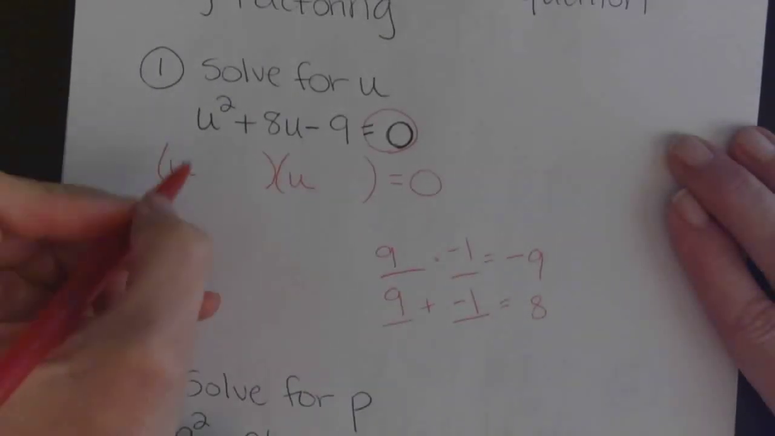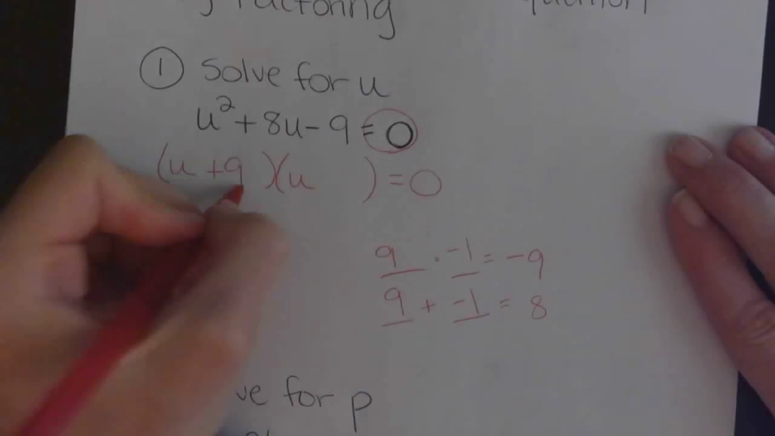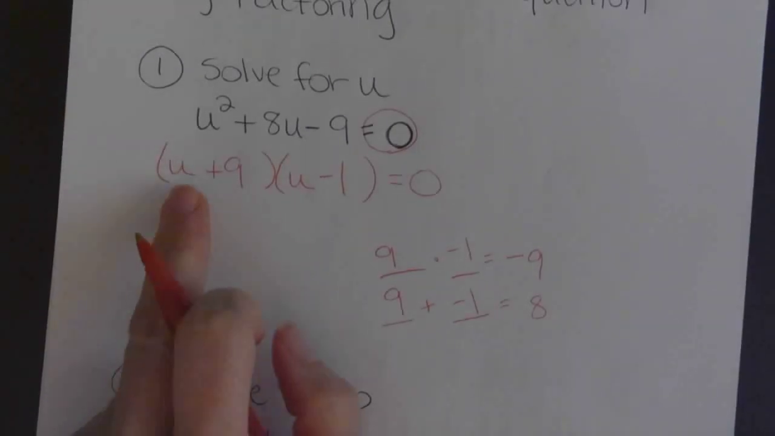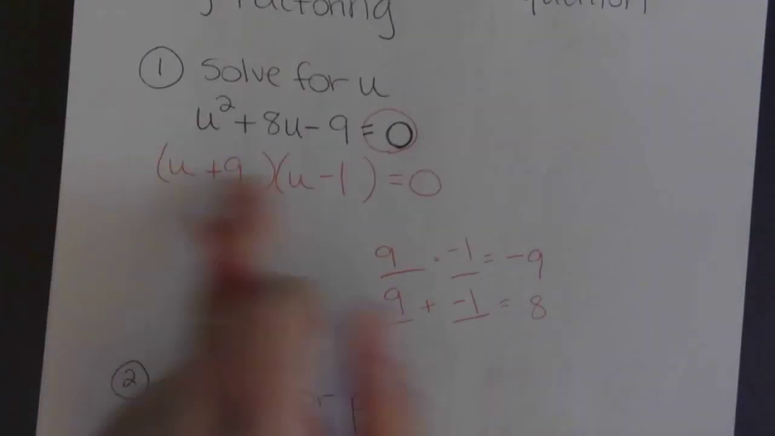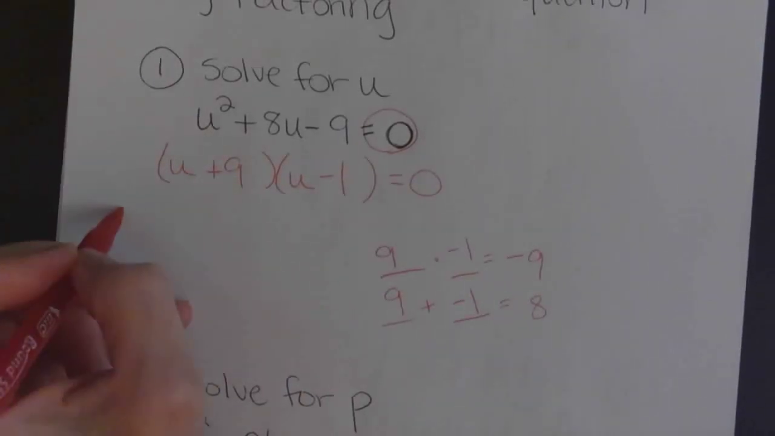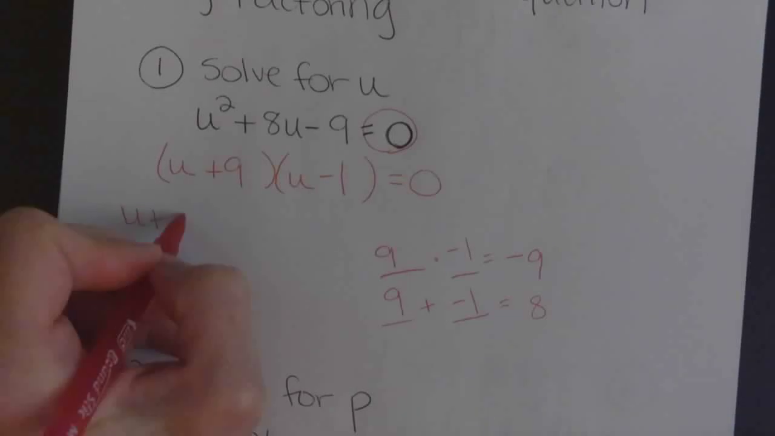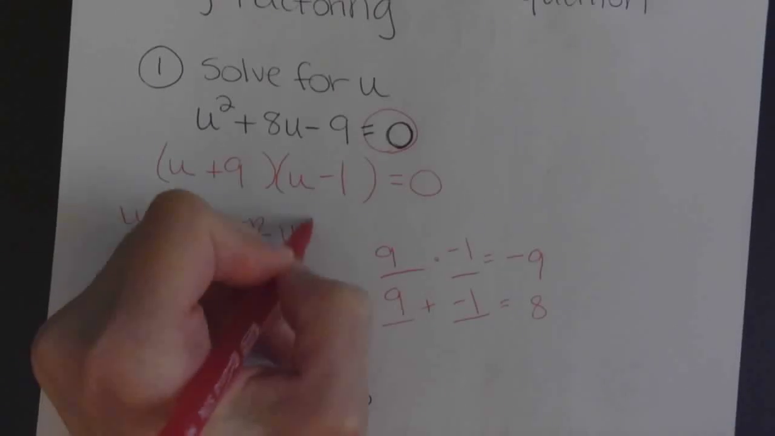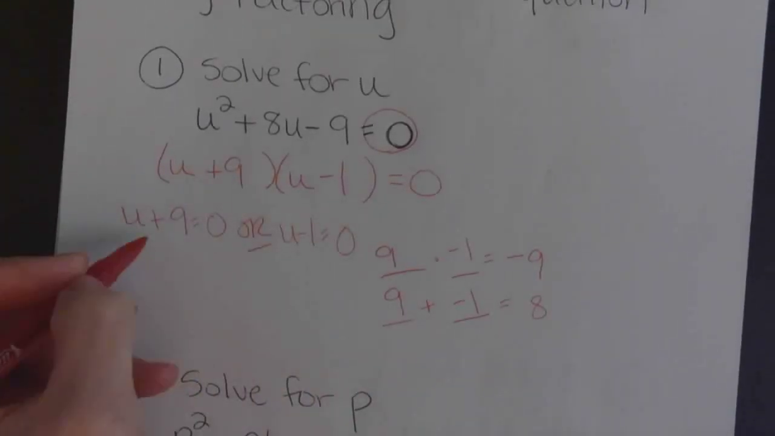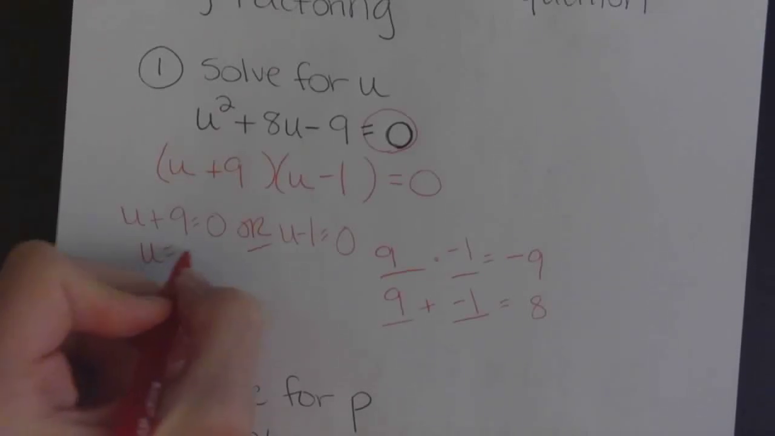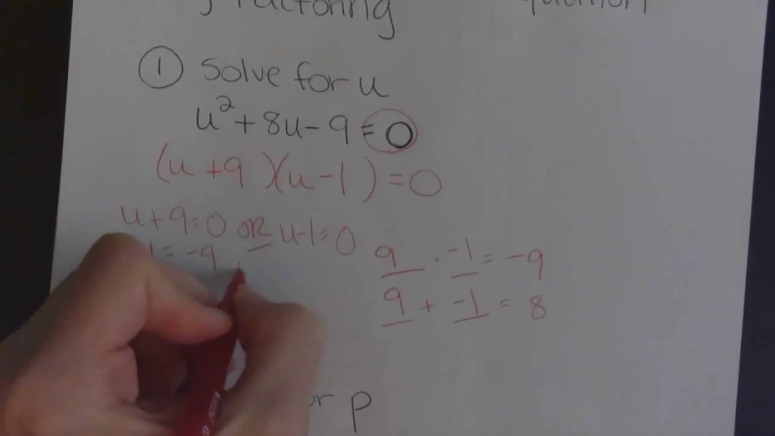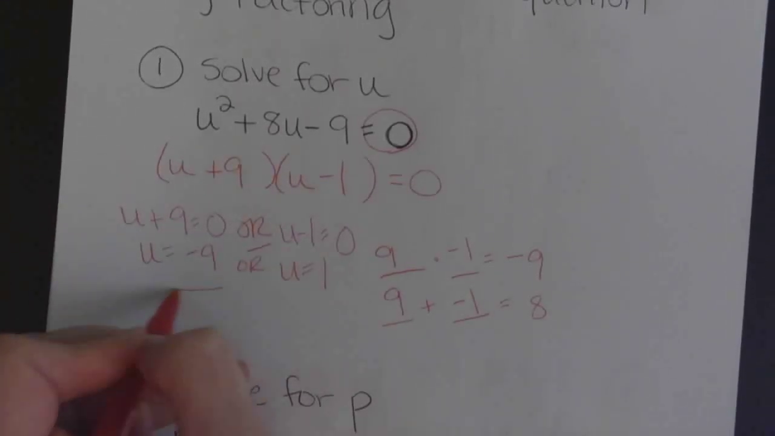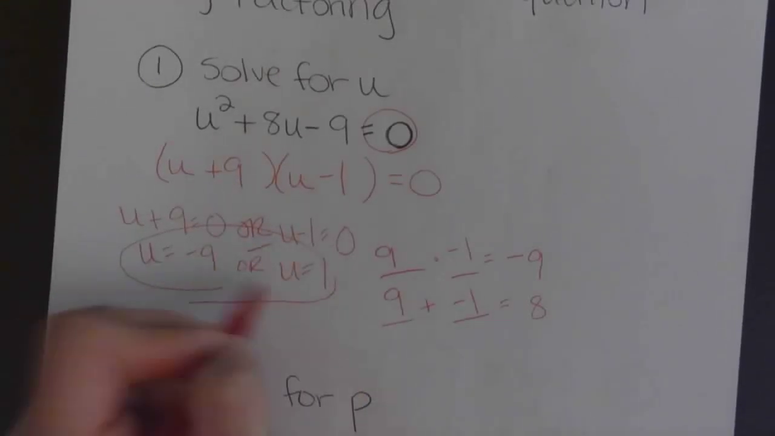So I'm going to put a u here and a u here, and then a positive 9 and a -1. Now we're at the point we were at yesterday. We have a product of 2 polynomials set equal to 0. So either u plus 9 must equal 0 or u minus 1 equals 0. Solving those, u is going to equal -9 if we subtract 9, or add 1 to both sides, u equals 1. And there you have your 2 answers.